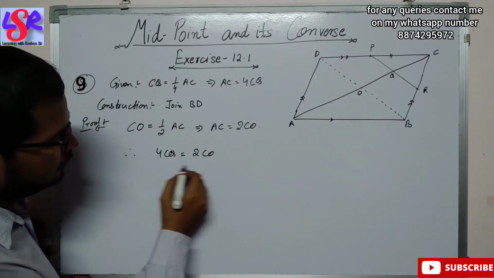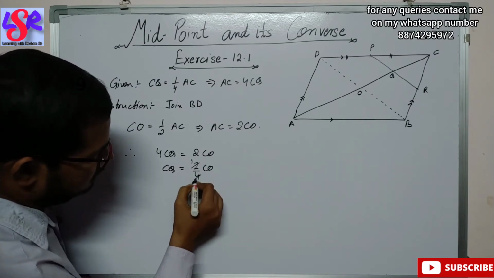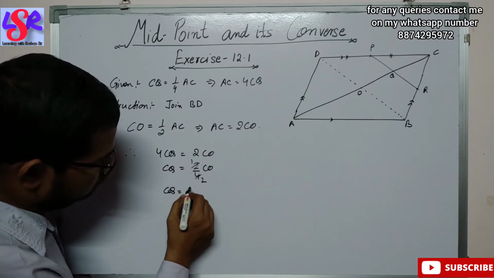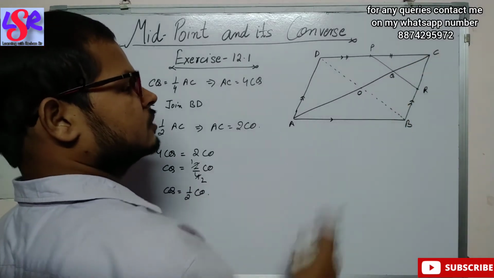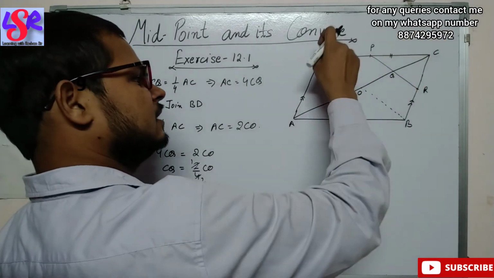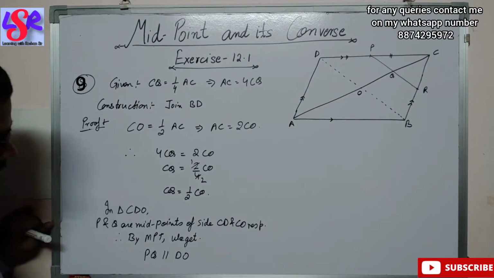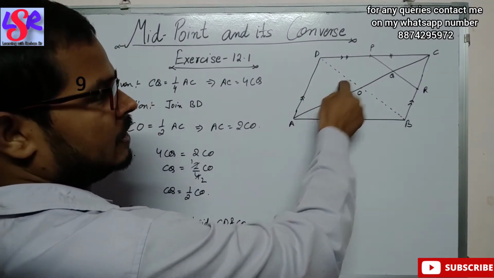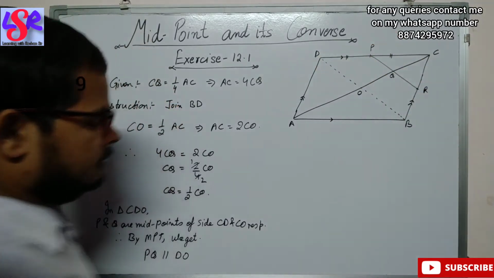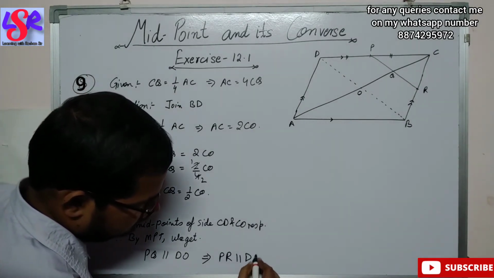Now we can put the 4 on the other side. This will become CQ equals 2 upon 4 CO. On further solving, this will become CQ equals 1 upon 2 CO. This means CQ is the midpoint of CO. Now in triangle CDO, P and Q are the midpoints of the sides CD and CO respectively. Therefore, by the midpoint theorem, we get PQ is parallel to DO. So as PQ is parallel to DO, we can also say that PR is parallel to DB.